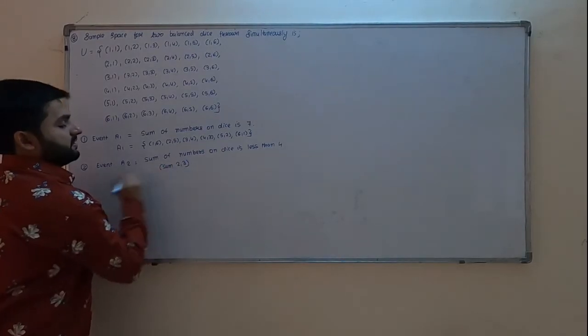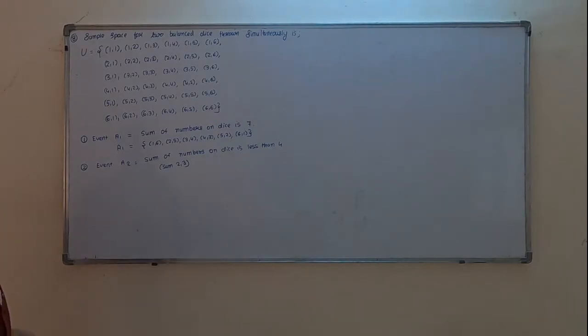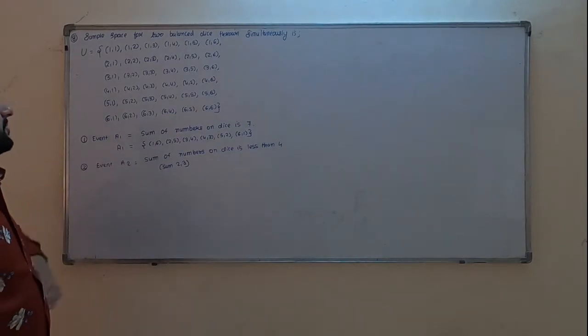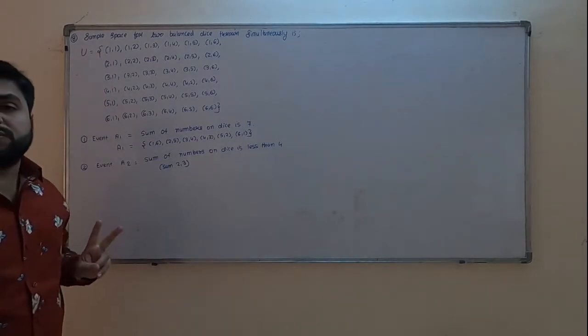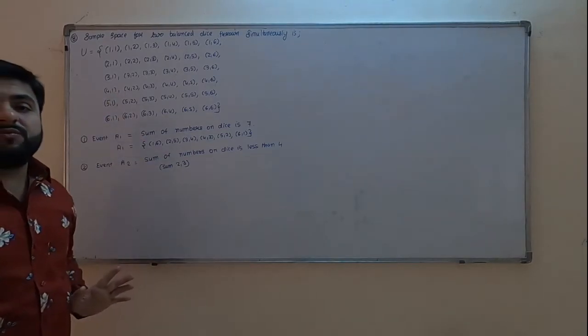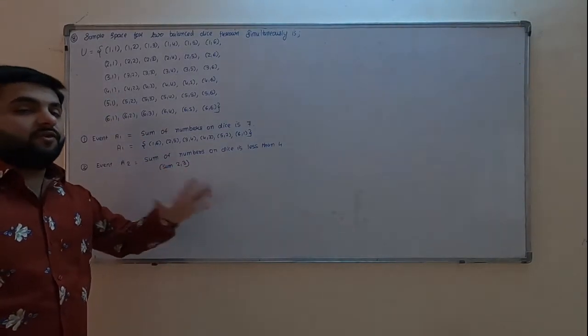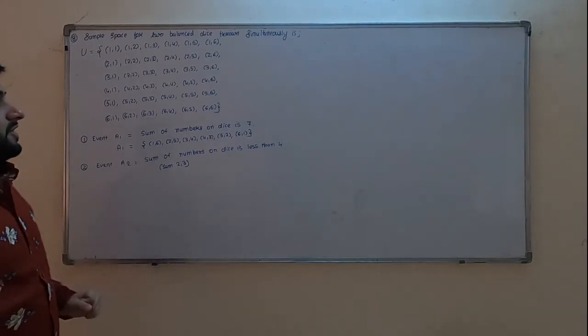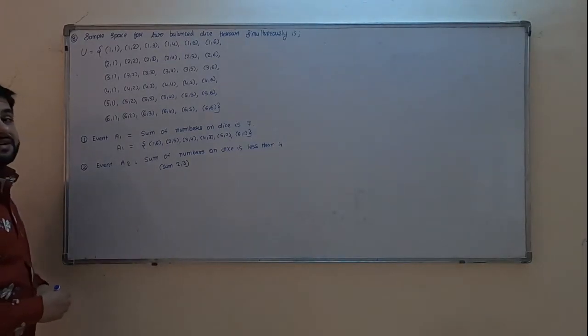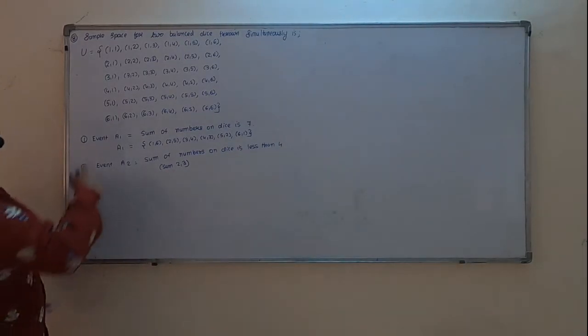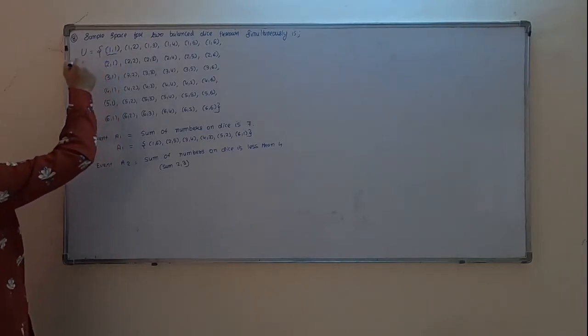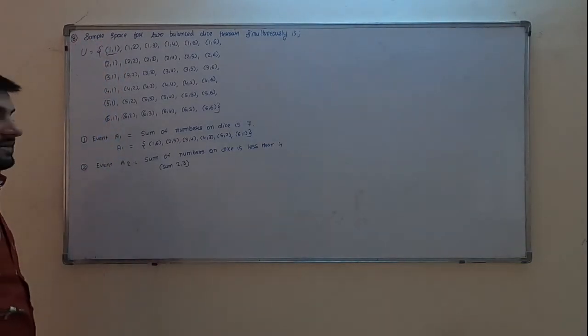Sum 2, 3. Why? Because 4 is not acceptable. So the minimum sum here, 1 plus 1, is 2. Then the sum should be 3. The sum should not be 4. So where we get a sum less than 4, first you check for sum 2. Sum 2 is here. Now no other element is here in zigzag, so no element is possible.